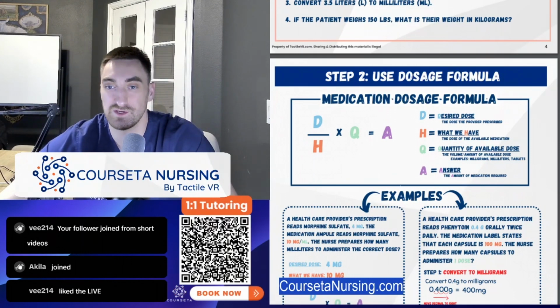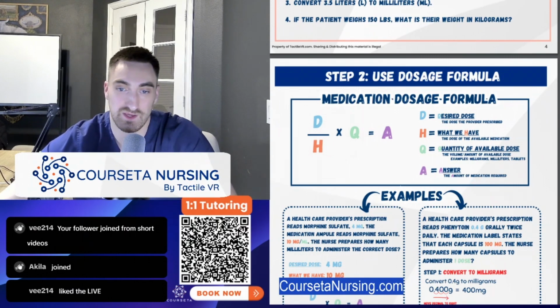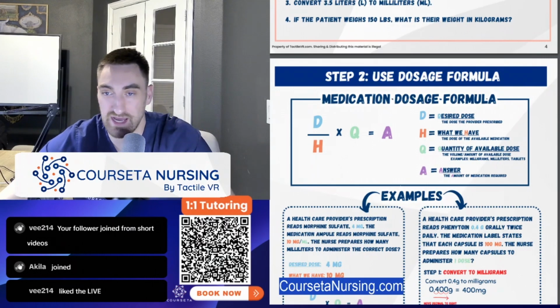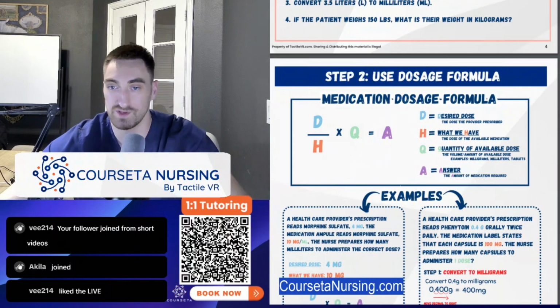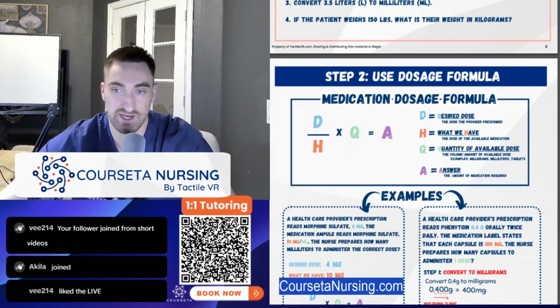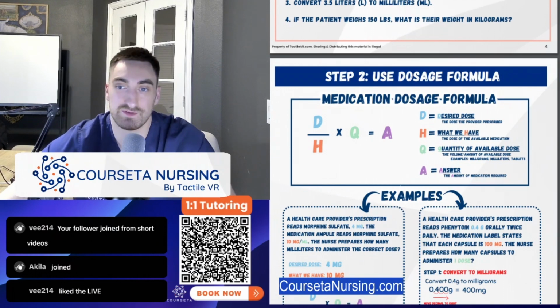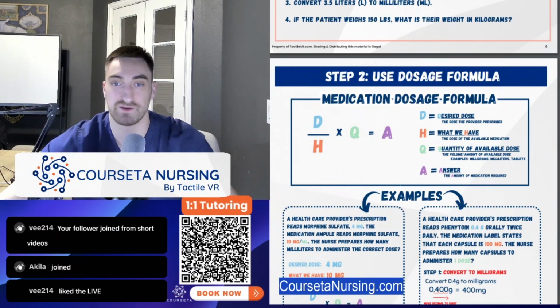Q stands for quantity of the available dose. So what is the actual quantity? Say, for example, you have a 300 milligram tablet. Your quantity would be just one tablet because it's 300 milligrams per one tablet. So it's either going to be tablets, milligrams, or milliliters, depending on your actual concentration if there is one.